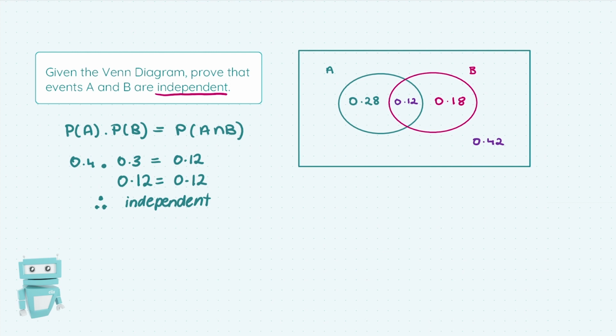So if that question was phrased, are events A and B independent, then we might get different answers. But the way this question was phrased, prove that they're independent, that meant that both sides had to be equal. So, wee thing to be aware of, if they said, are they independent, you might get different answers. But when it says prove that they're independent, we're going to get the same answer.